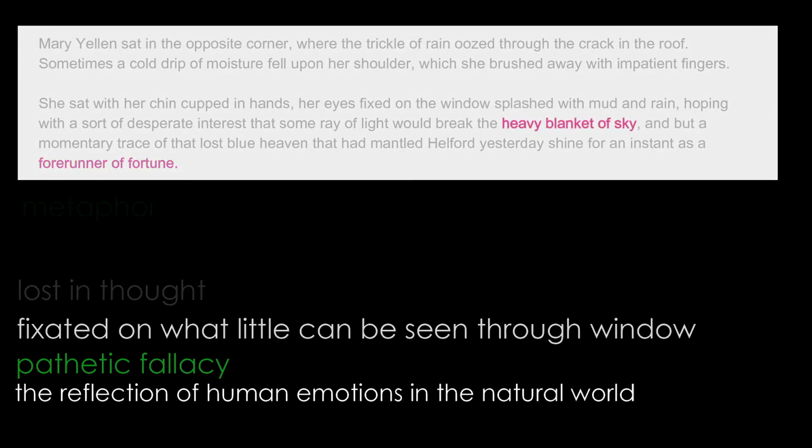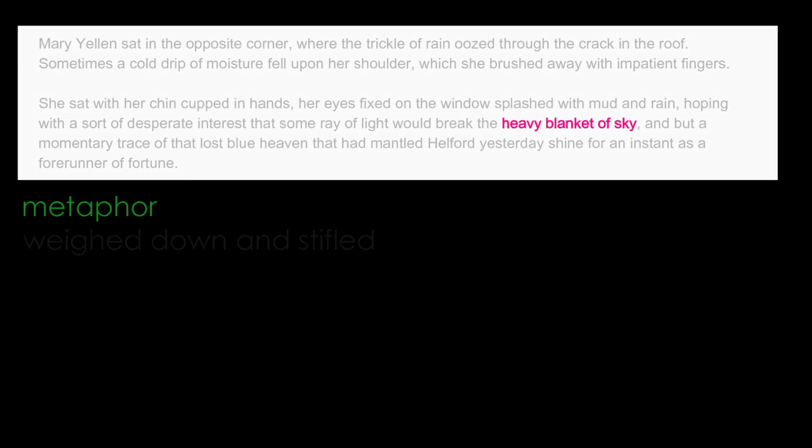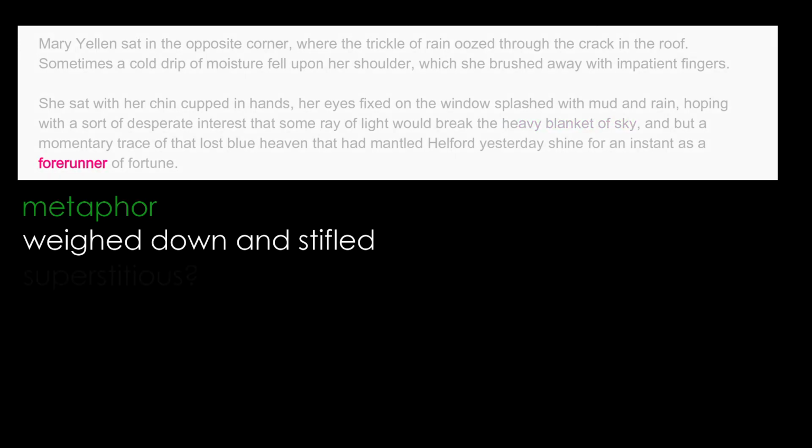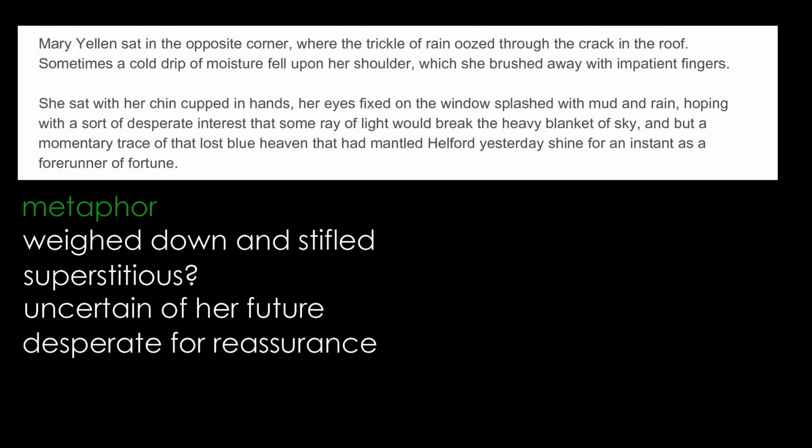The metaphor "heavy blanket" vividly communicates her sense of being weighed down and stifled by her circumstances, and the reference to "forerunner", that she is perhaps superstitious. The reader gets a clear understanding that she is uncertain of what her future holds, and is desperate for any kind of reassurance that there will be a positive outcome to her journey.